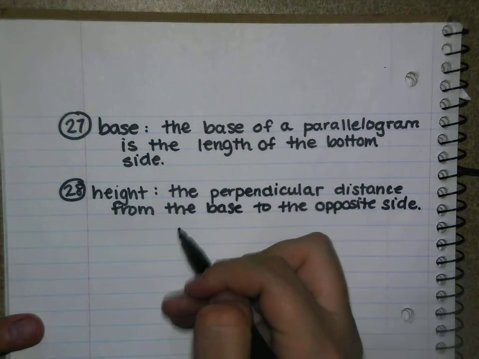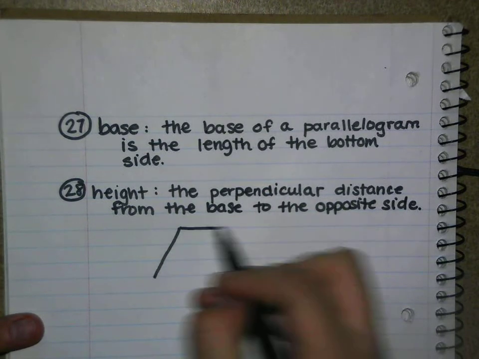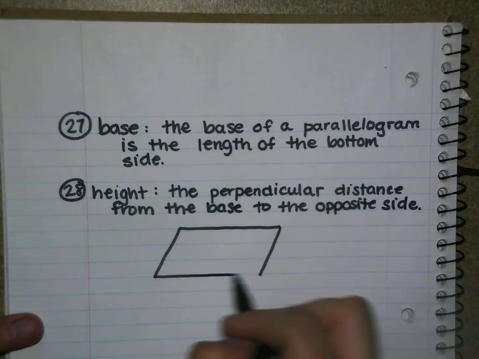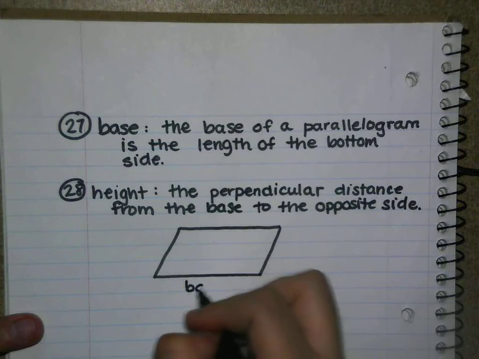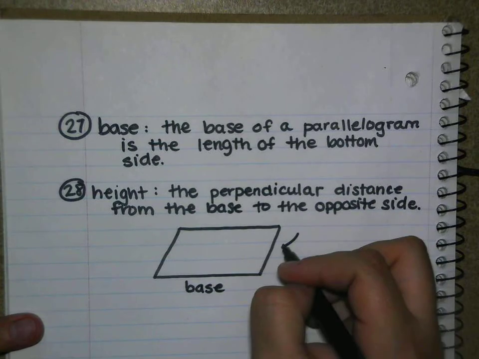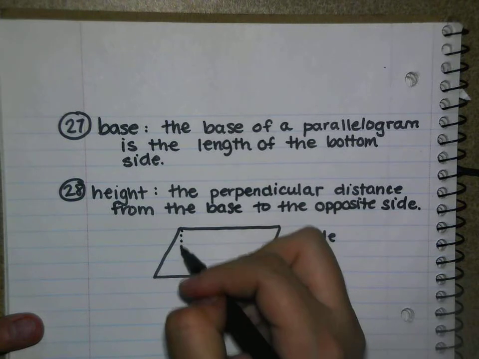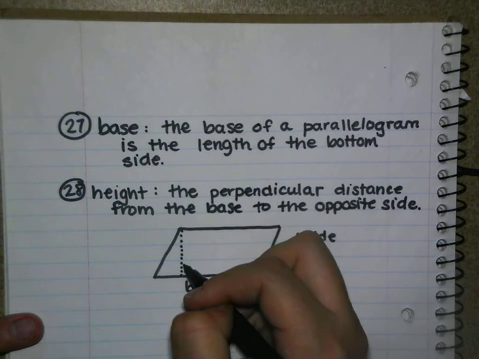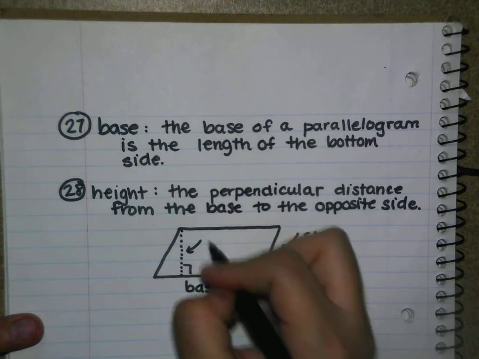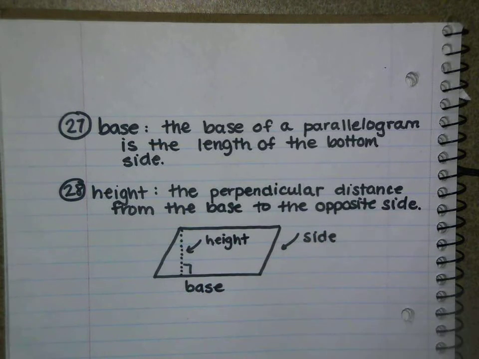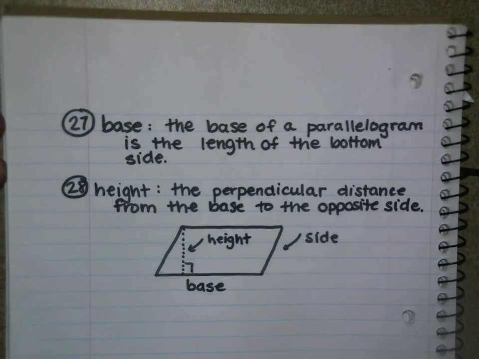So if we draw a parallelogram that has two sets of parallel sides, this here is going to be the base, this would just be a side, and from this corner we drop down a dotted line at a right angle, and this is going to be the height of the parallelogram. And you'll need all of those things to do the note section, or know all those things for the notes.